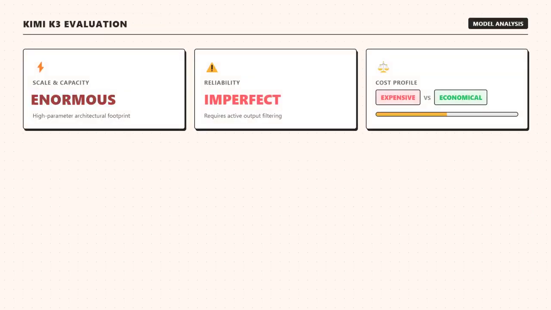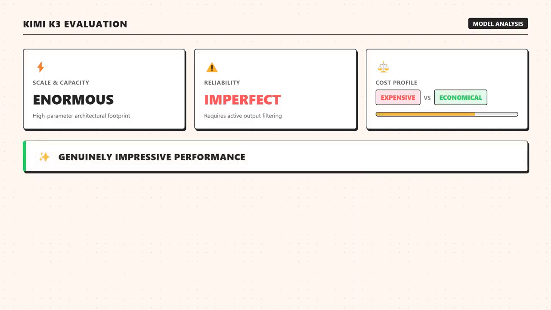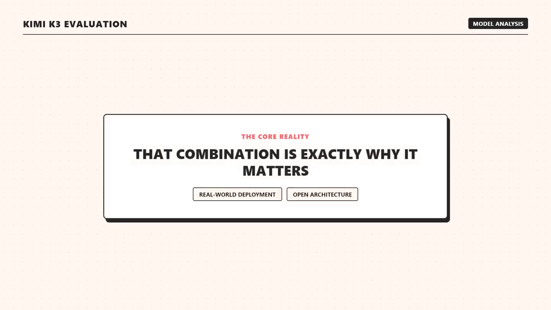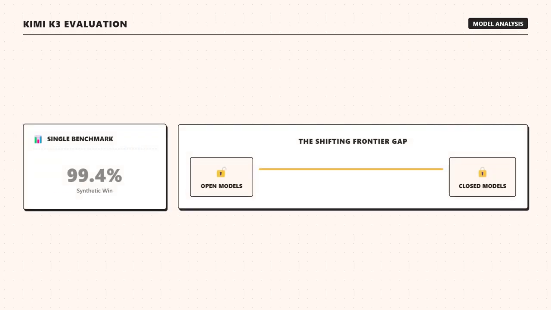Kimi K3 is enormous, it's imperfect, it's expensive in some situations, surprisingly economical in others, and genuinely impressive where it works. That combination is exactly why it matters. Not because one benchmark proves it has won, but because it makes the gap between open and closed models much harder to describe than it was before.